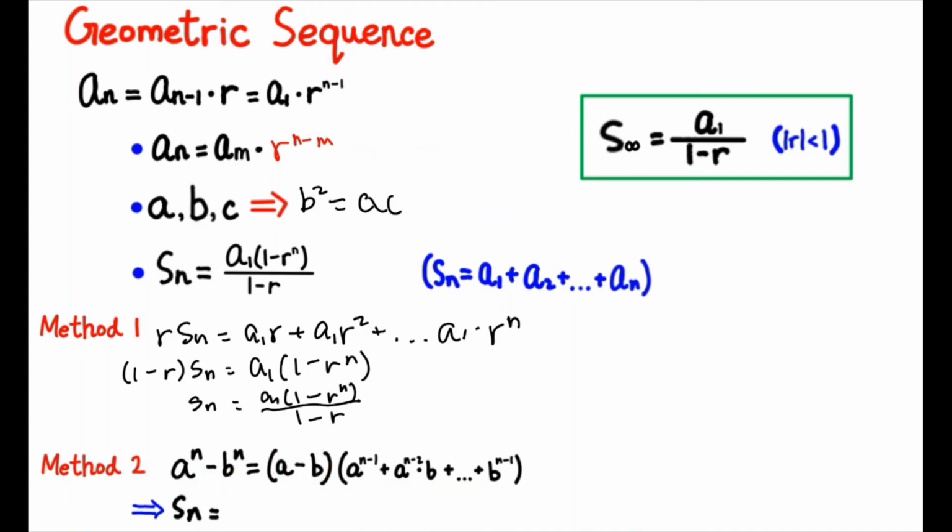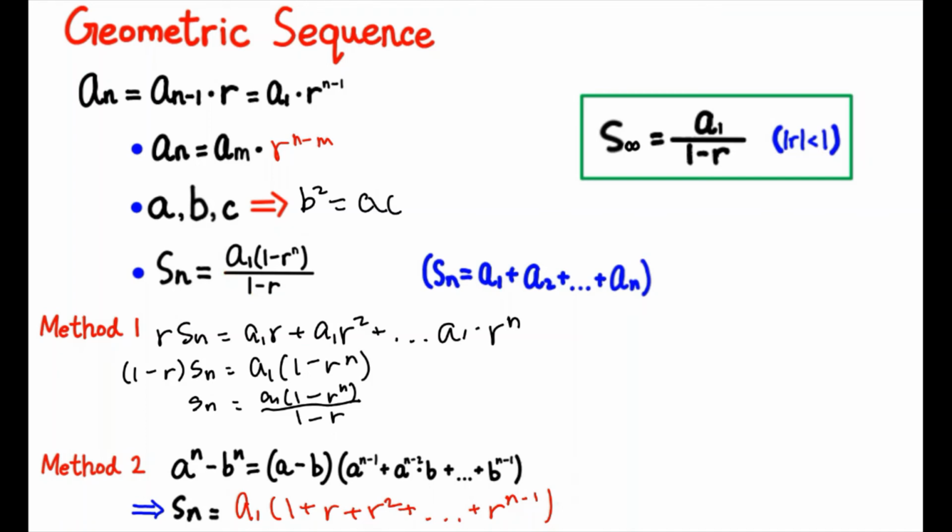Since we know that this over here is equal to a1 plus a1 times r and so on, that means we can take a1 out and get a1 times 1 plus r squared all the way to r to the n minus 1. Now, this should look familiar because we can just put this right into over here, and we'll just get the same thing as over here. And that's it for geometric sequences.